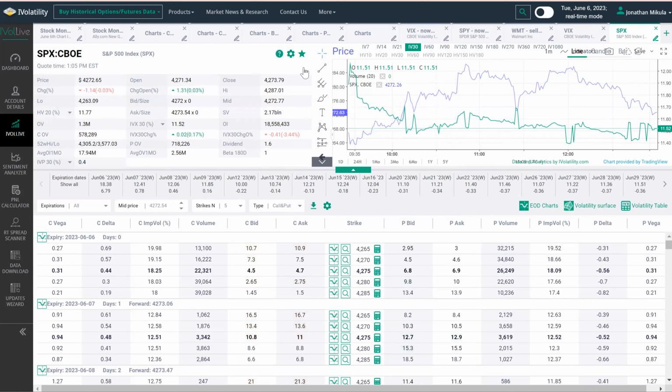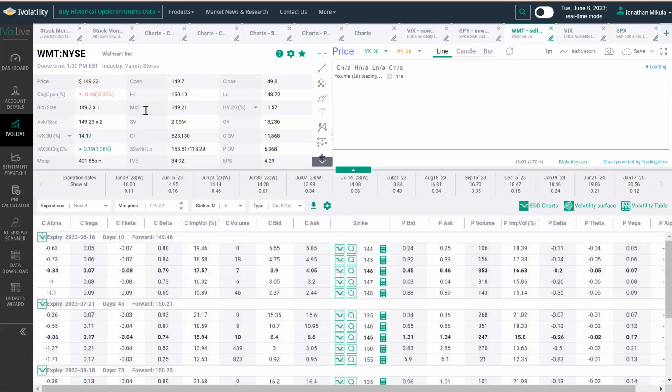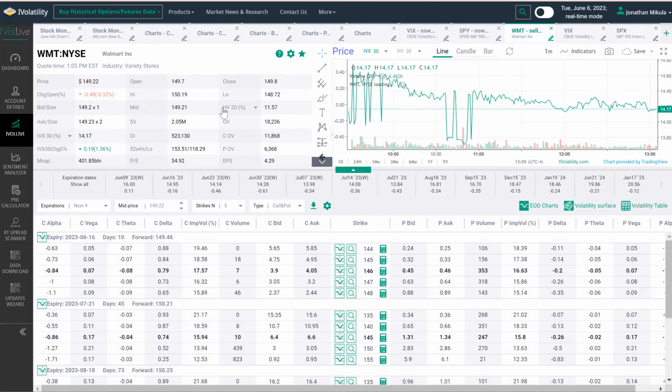And then what that will do is bring this same criteria up for any tab that you populate within IVolLive. For example, here's Walmart. And if we pulled up something new, it would populate there as well. And then other places you can look at volume measures, just real quick.